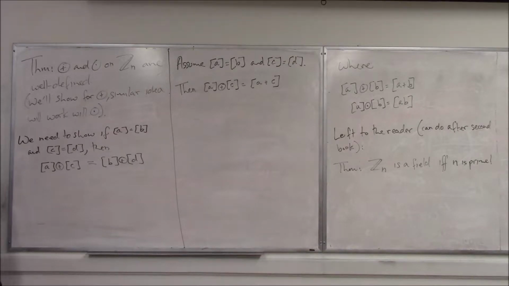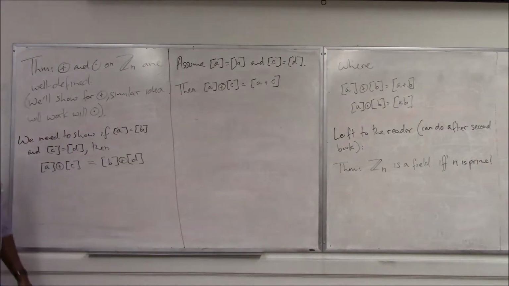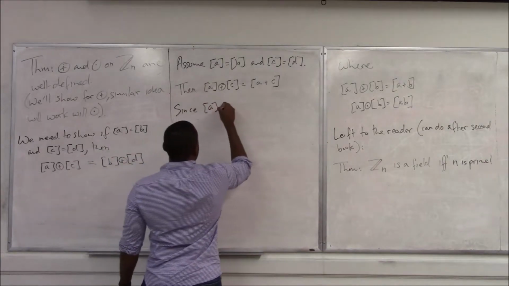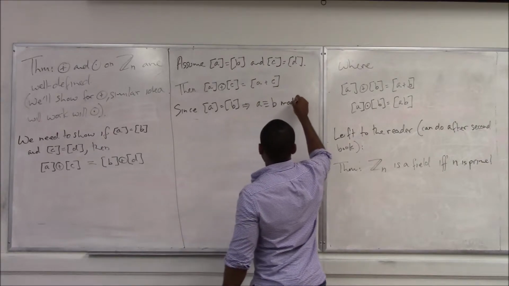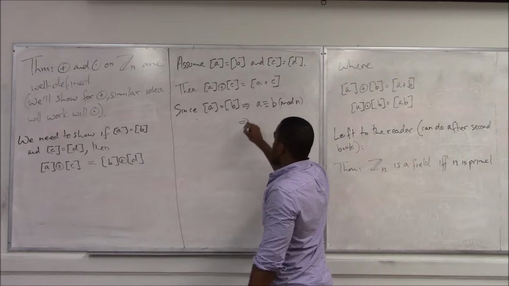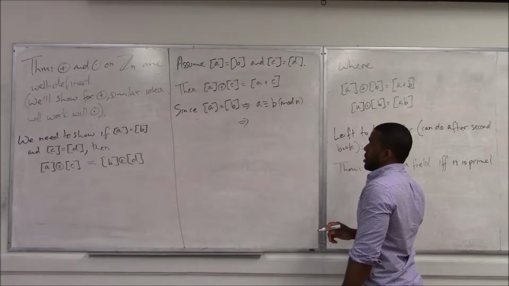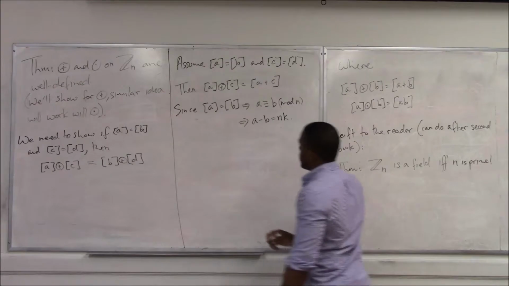Well, sure, that's true. But we can actually use the definition. Like, what does it mean to be this? A is congruent to B mod n. Yeah, since the class of A is equal to the class of B, this means that A is congruent to B mod n. What does that actually mean? What does that mean we can do here? Then A minus B is equal to n times some number. This means A minus B is equal to nk, sure.